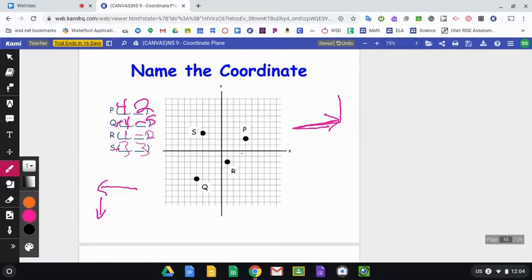If you got that right, I'm going to teach you a brain kiss. You kiss your hand and then hit your head. 1, 2, 3. Brain kiss. Great job.